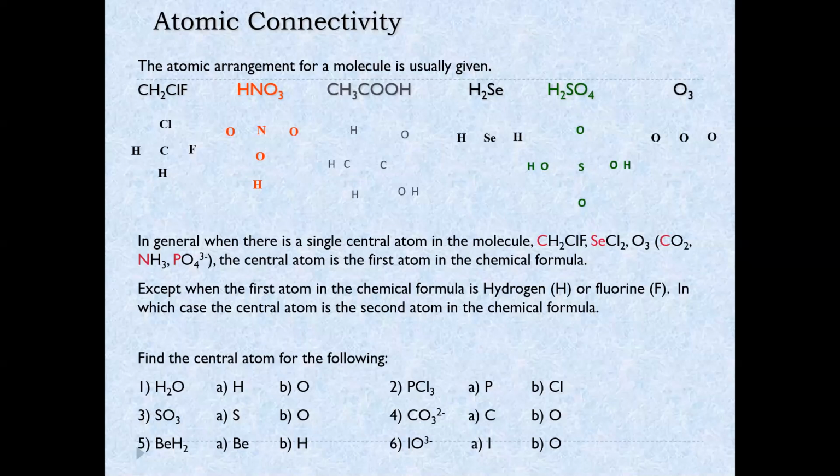Sulfur, correct. Beryllium hydride. Beryllium, okay. PCl3, phosphorus trichloride. Phosphorus, okay. Carbonates, carbon and oxygen. Which one would be the central atom? Carbon. Iodates. Iodine, correct. Thank you very much. So that ends our exercise.